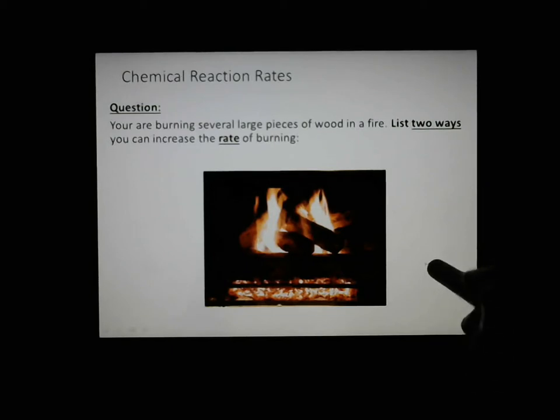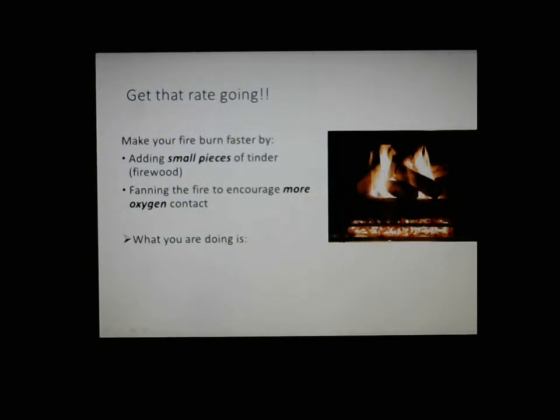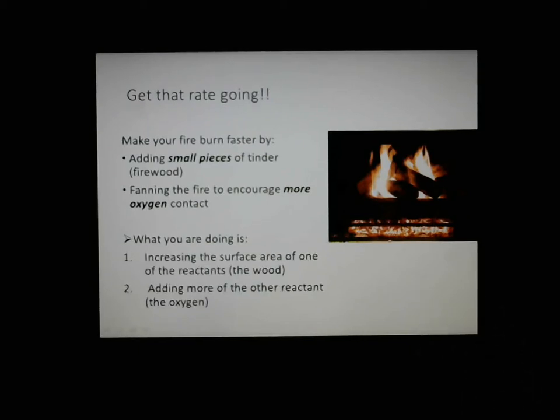Okay. So a couple of things you could do. You could change the size of the pieces, add some small pieces instead of big pieces, or break those big pieces up. You could fan it up or blow onto it to add more oxygen. Some of you might have said you could throw some fuel on it, but regardless of what we're doing here, the goal is to increase the reaction rate. So the first one, by making the pieces smaller, we're increasing the surface area. Okay, and we'll get to why that's important in a second.